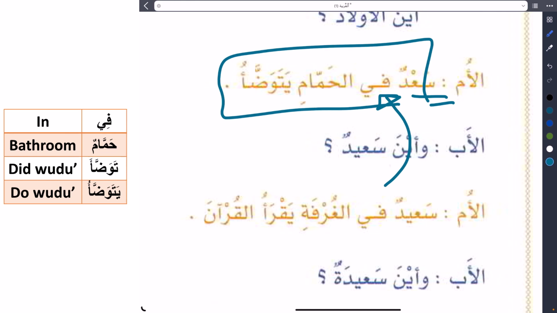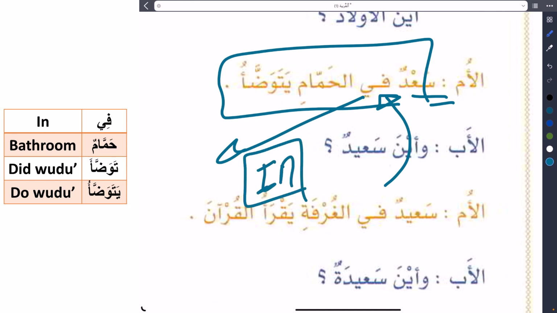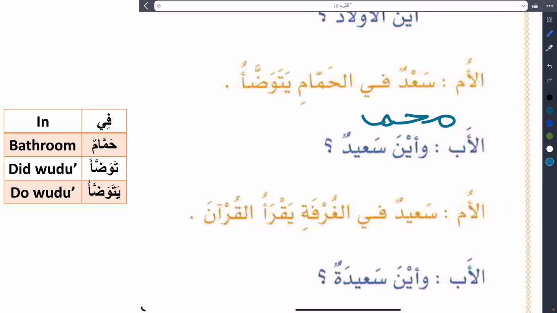Now, let's say the meaning and let's see the grammar regarding this في. في in Arabic means in. Let me ask you: Muhammad is in the house. Let's say that. Muhammad is Muhammad. Muhammadun is not written in Arabic. In, fi, the house.